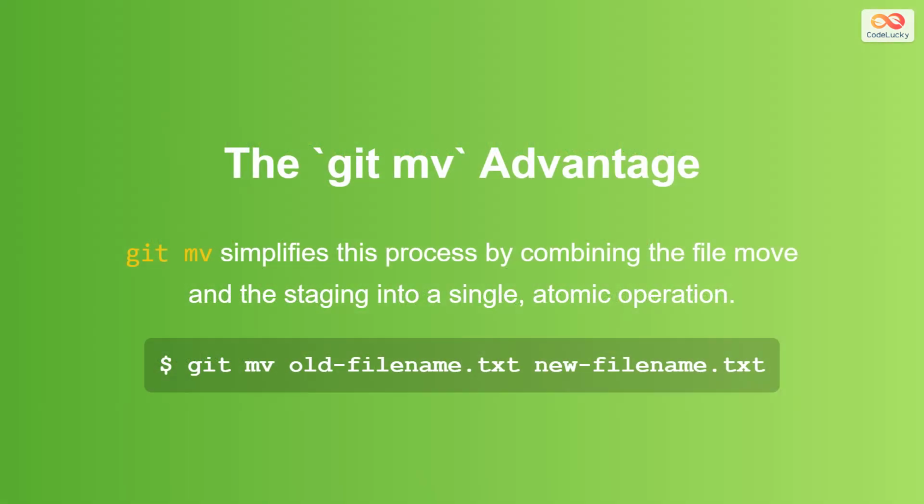This is where git move shines. It combines those two manual steps into a single, efficient command. You just type git move, the old file name, and the new file name. Git handles the file system change and the tracking update automatically, making your life much easier.